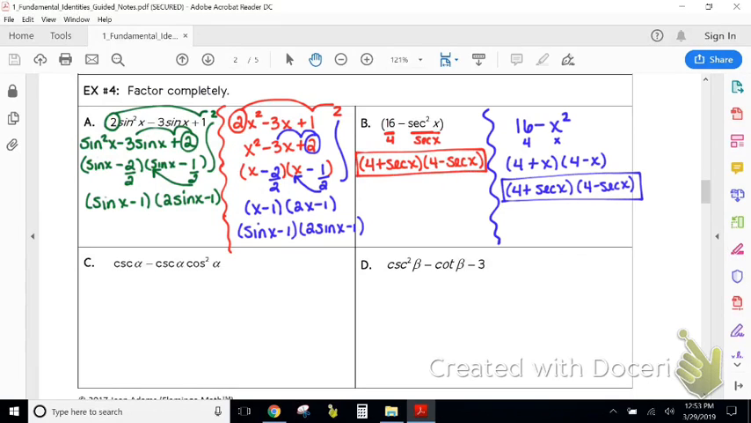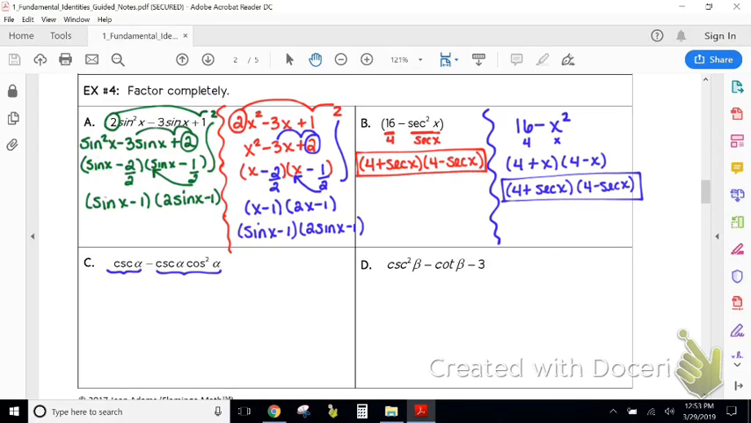So let's look at C. C has cosecant of alpha minus cosecant of alpha cosine squared of alpha. So what can we do there? Well, we've got two terms. We're factoring, so we're not going to switch on that. But what's our first step for factoring? Do you remember? Greatest common factor, right?